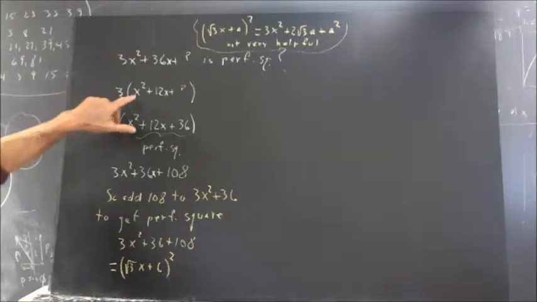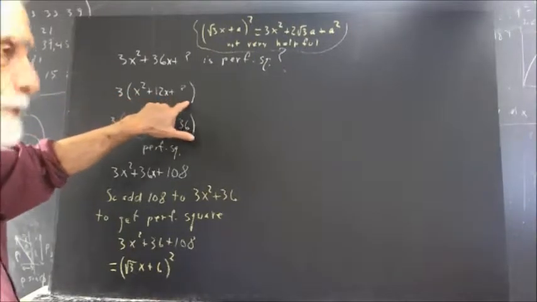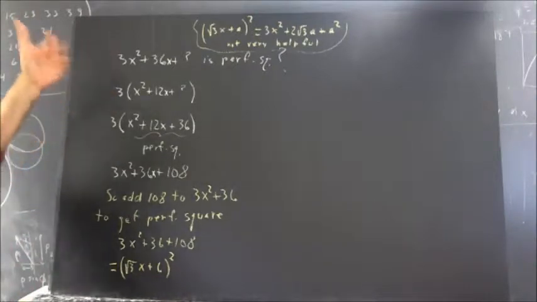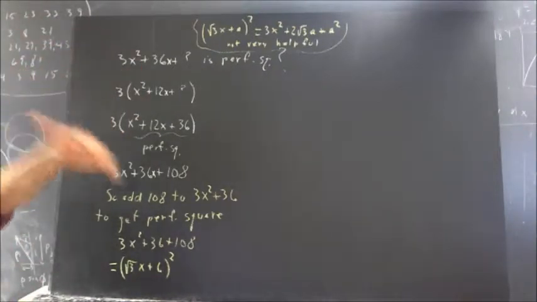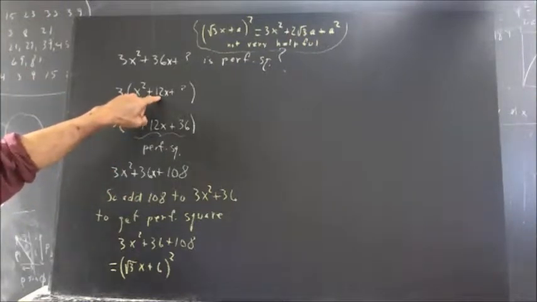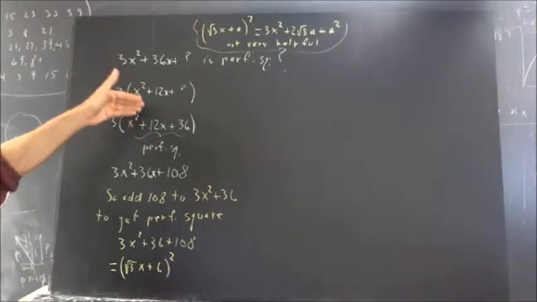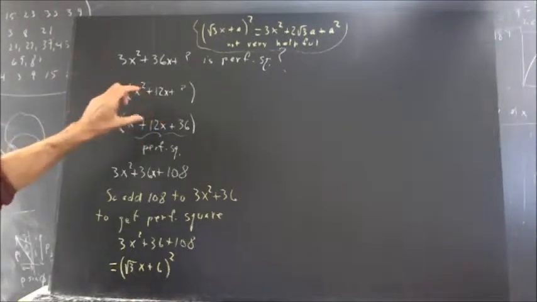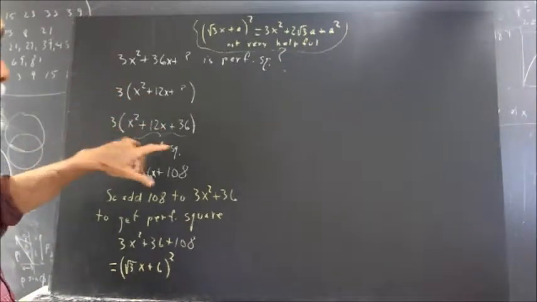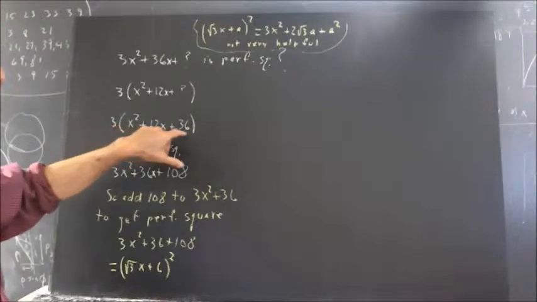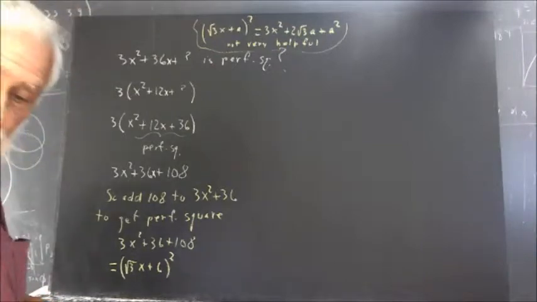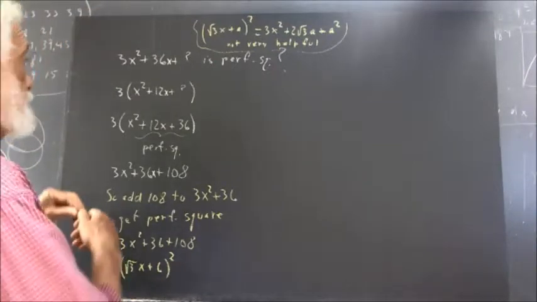Now we have 3 times x squared plus 12x plus what? So we simply use the idea that we have from before. Our 2ax is going to be 12x. So 2a is going to be 12 and a is going to be 6. So we're going to have the square of x plus 6, which is going to be x squared plus 12x plus 36.